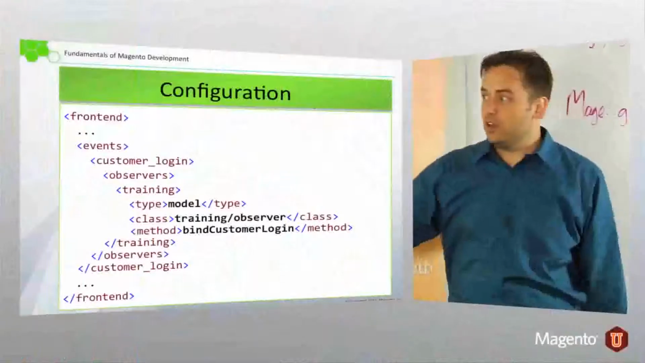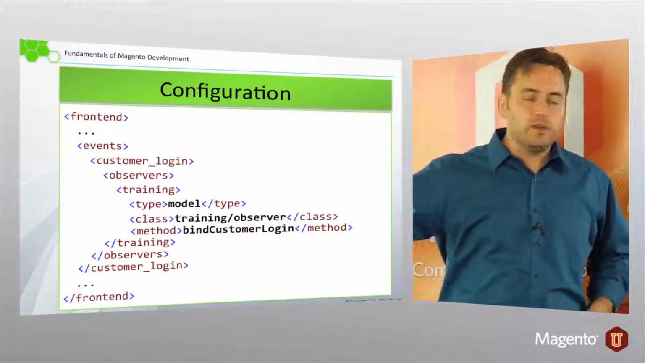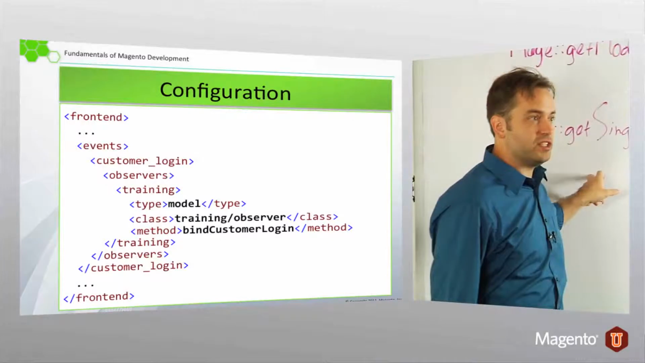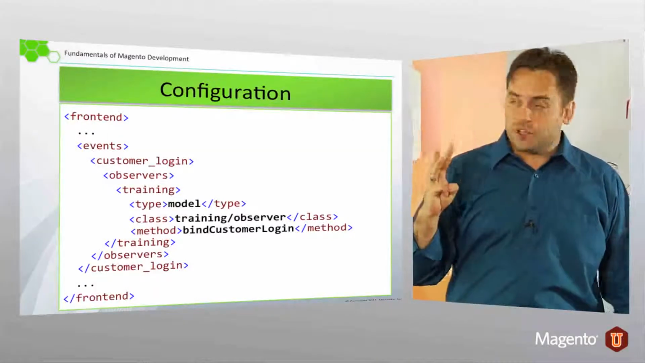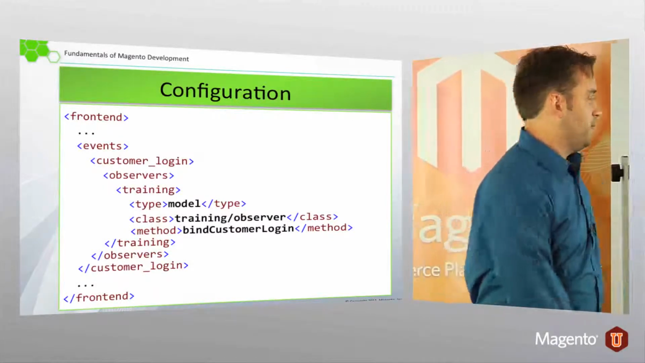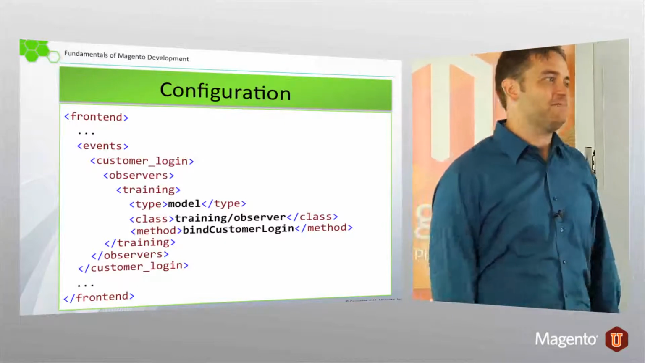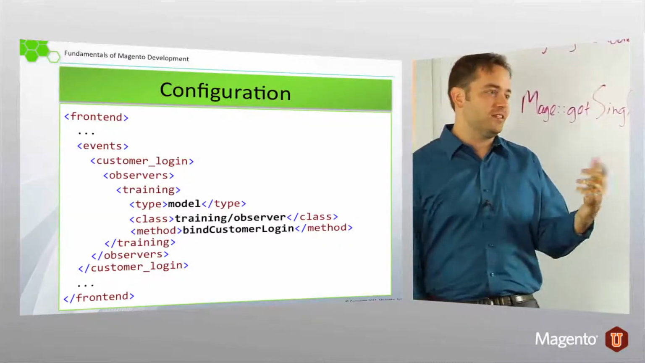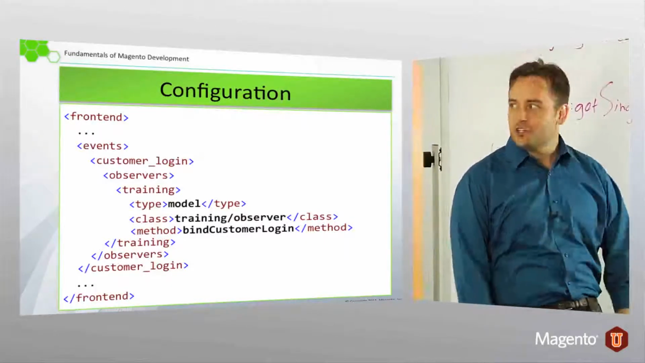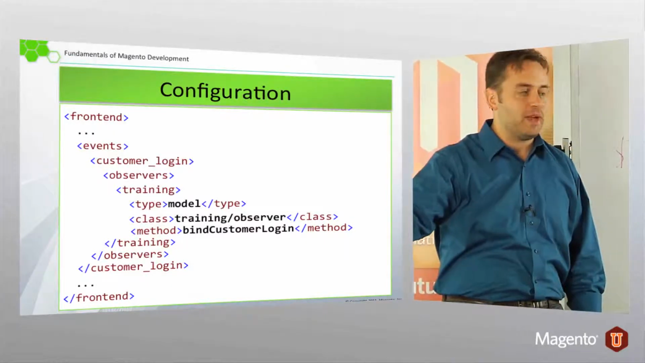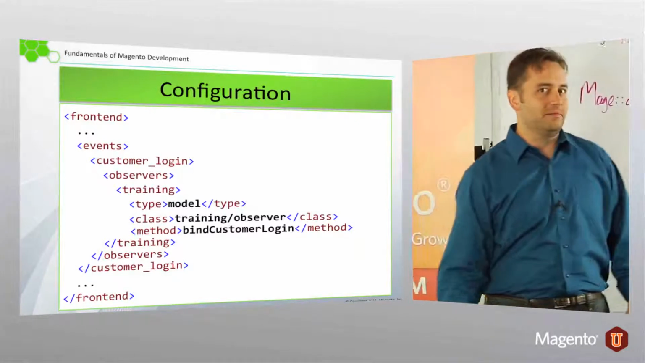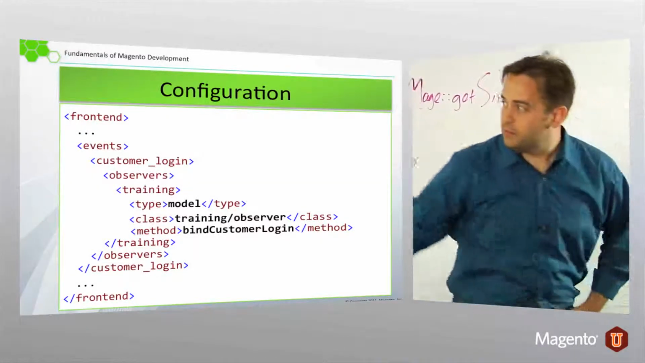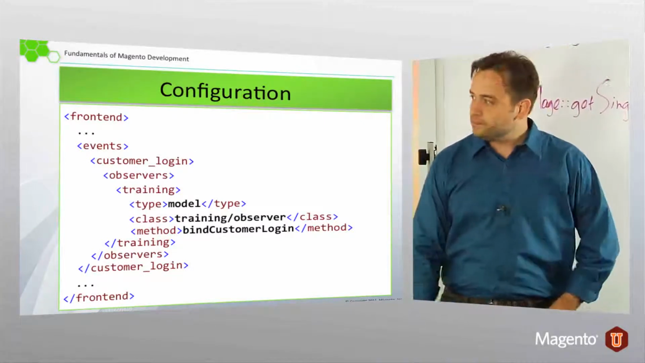So anyway, we have two options for instantiating here: model or singleton, which will map out to Mage get model or Mage get singleton. Third option is disabled. It disables the observer. So again, that's how you can override an existing configuration and just specify the same XPath and call disabled here for type. Okay.